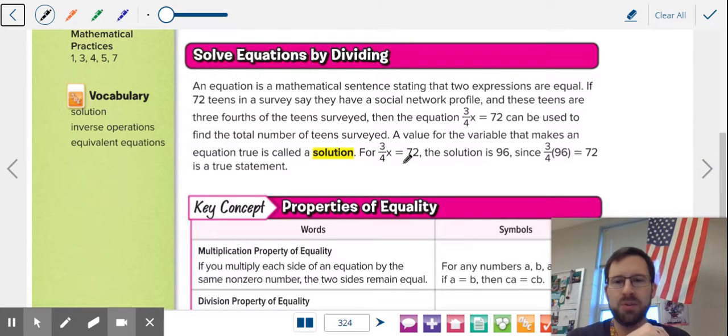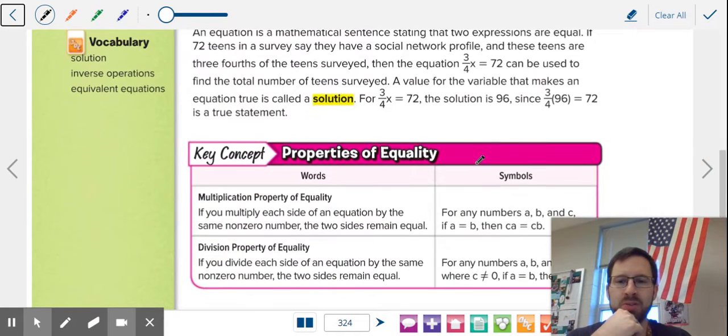So, how do we solve equations? Last unit we did expressions, and expressions leads the way to equations. So today we're doing multiplication and division equations, but these rules apply to addition and subtraction equations as well. So what we have here are called the properties of equality.